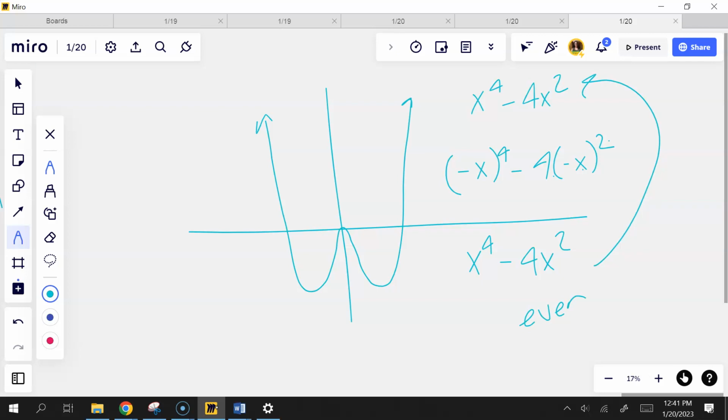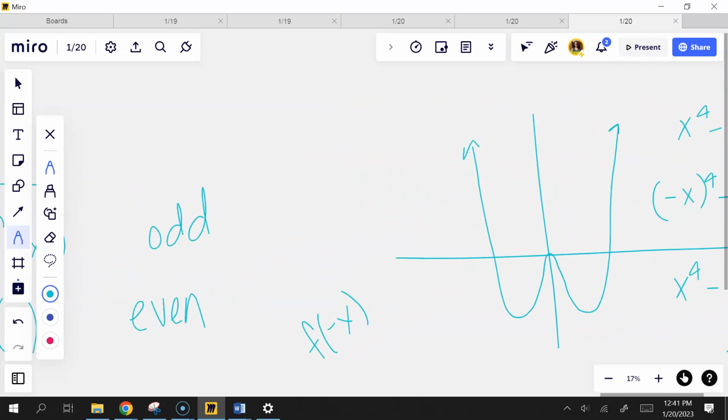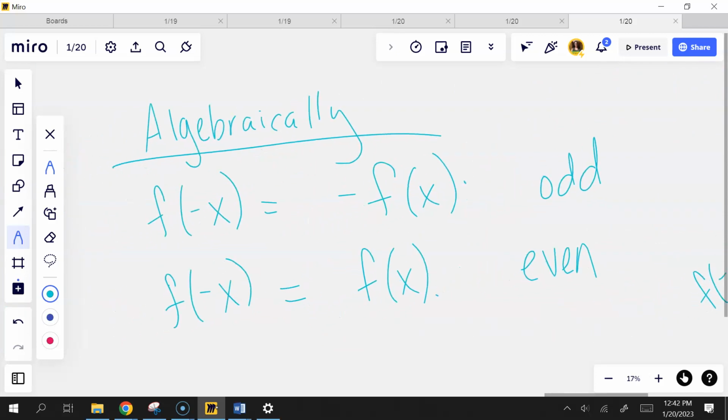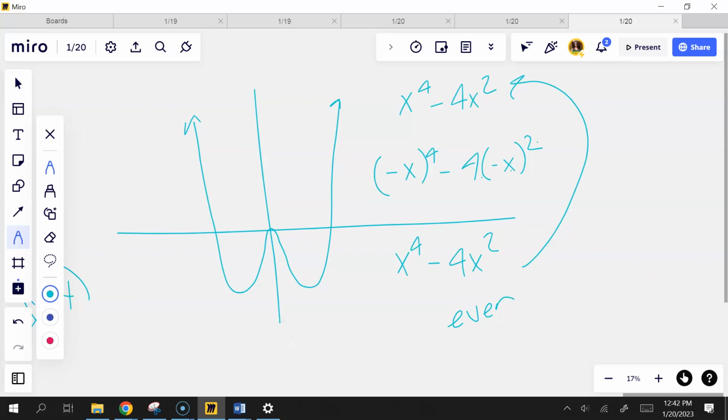Okay. I much prefer algebraic myself, but you do f of negative x, and then you say, okay, whenever I do f of negative x, does it look exactly the same or completely opposite? Correct.